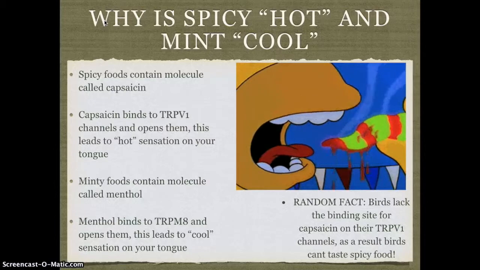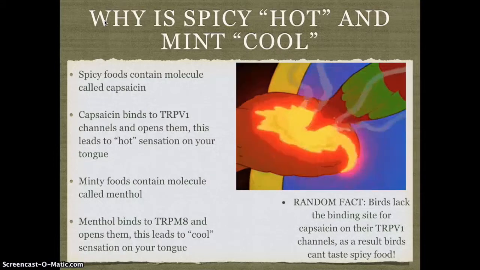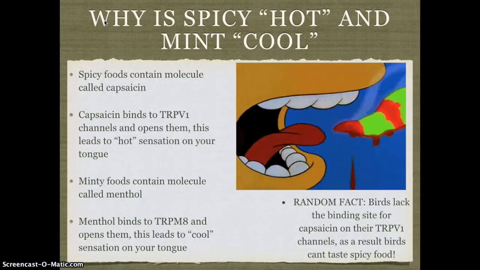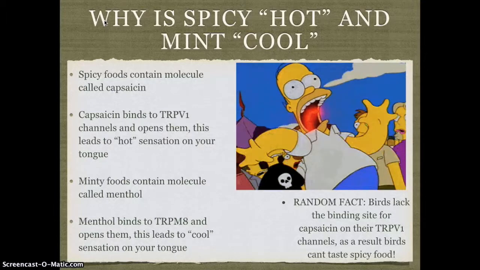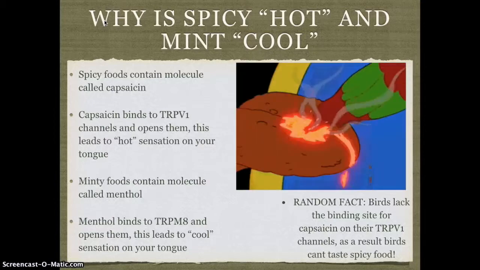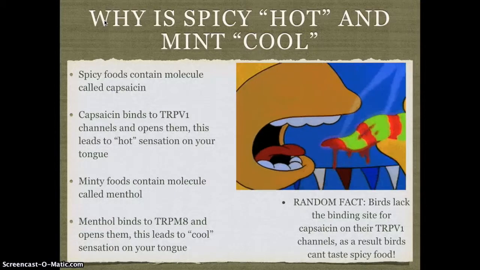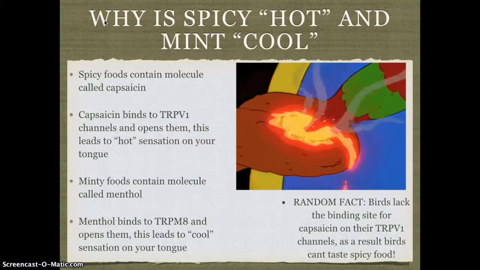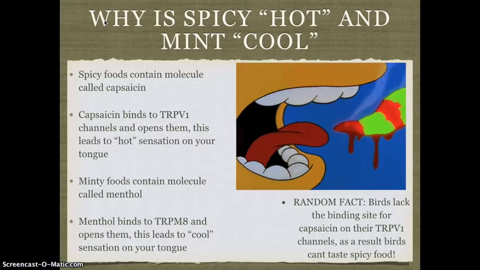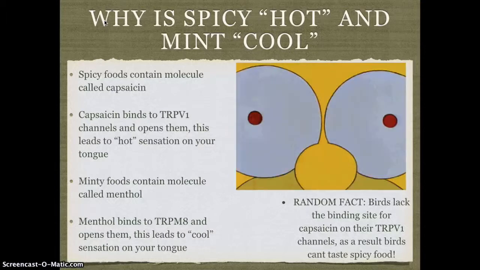Also, another random fact, birds actually lack the binding site for capsaicin on their TRPV1 channels. As a result, they can't taste spicy food. Bird seed makers take advantage of this and lace their seeds with capsaicin. So if you put bird seeds with capsaicin in a bird feeder, a bird can eat it and be unharmed. But if a squirrel comes and tries to steal the seeds, he won't be able to eat it because of the spicy hot taste of capsaicin.